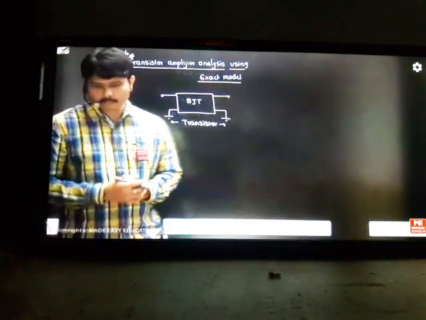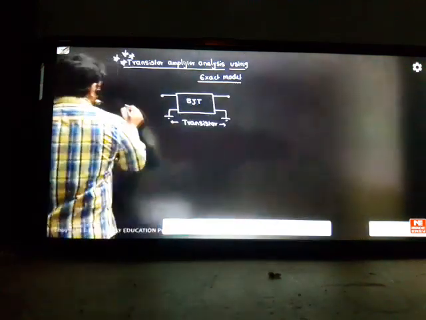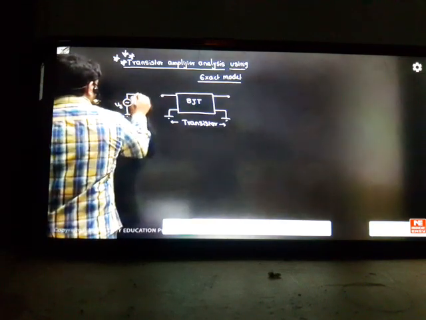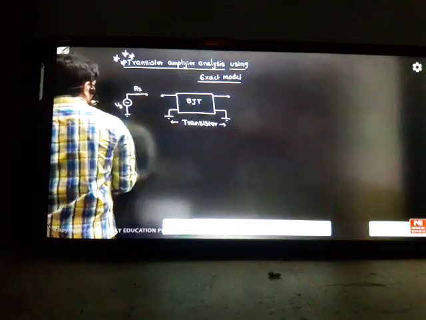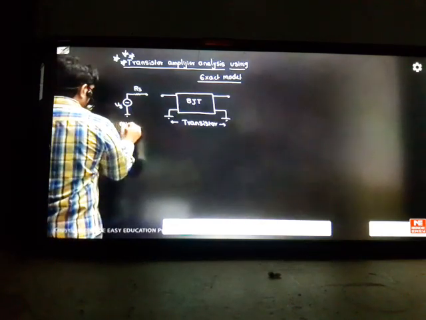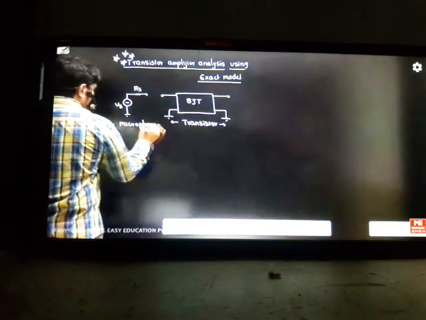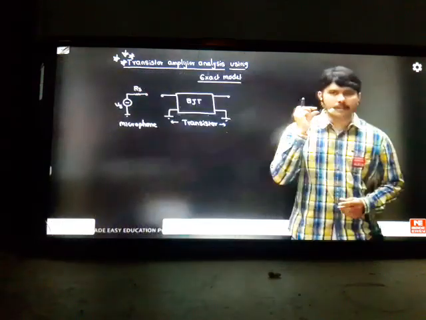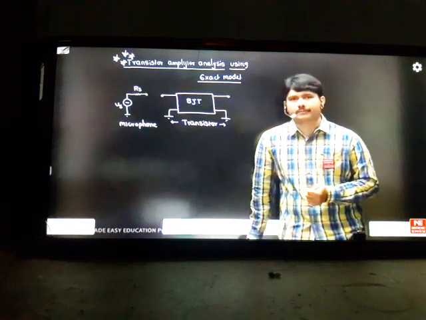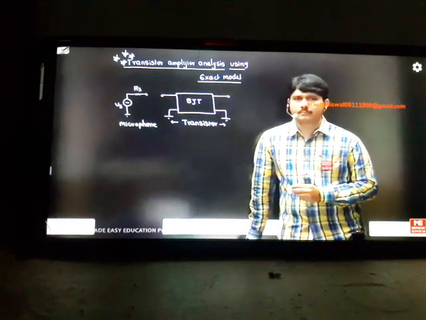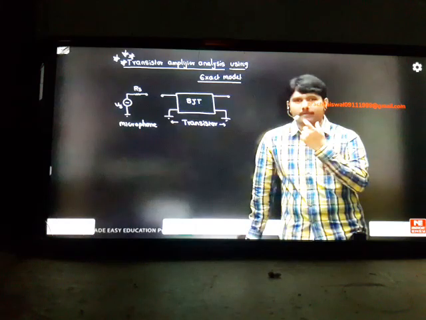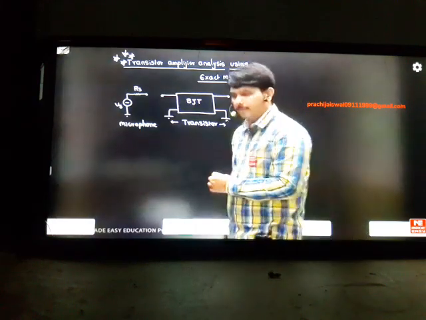On the input side, one voltage source is required. This is your voltage source, which is represented with a model like this. This model is nothing but the electrical equivalent of a microphone. This is the microphone I am holding in the classroom. A voltage source in series with a resistance is the electrical equivalent of a microphone. If there is no microphone, there is no input to your transistor. The microphone will be the input source.